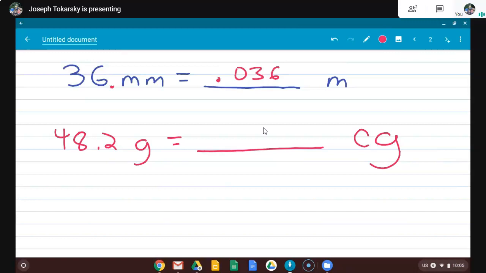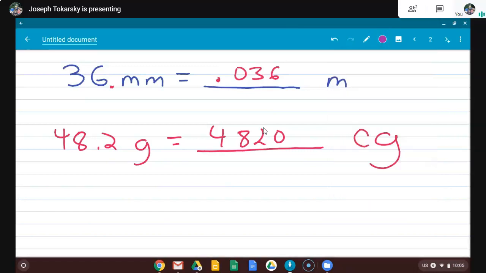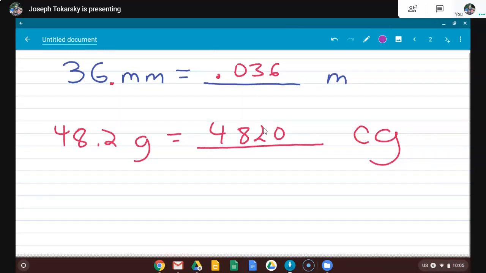Basically, we move the decimal place. How many places? 2 to the right. So 4820, right? And that's it. So grams to centigrams. Let's throw in one more. Everybody with me? Any questions? Okay. Hopefully this is pretty easy.